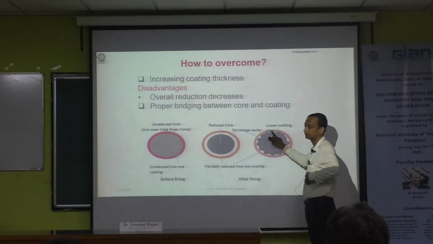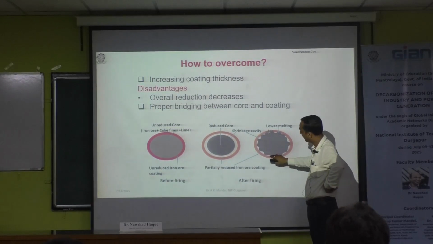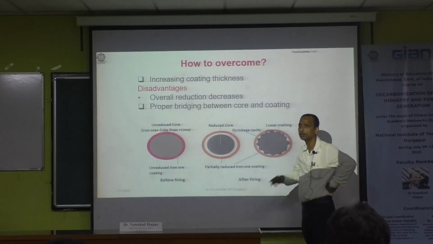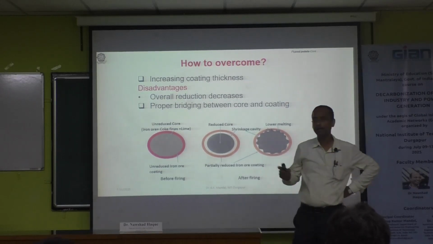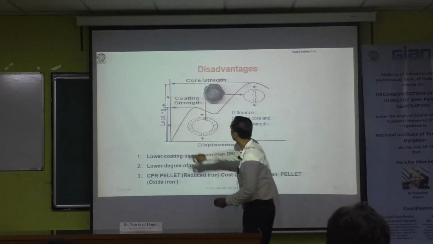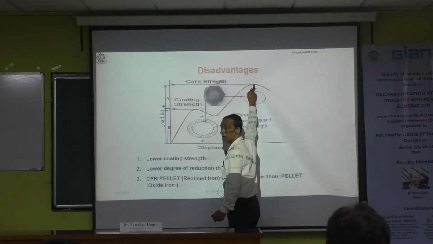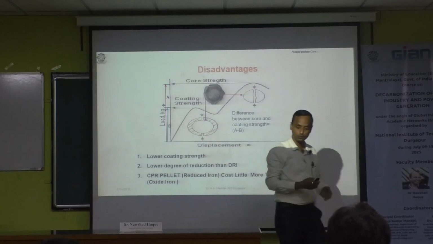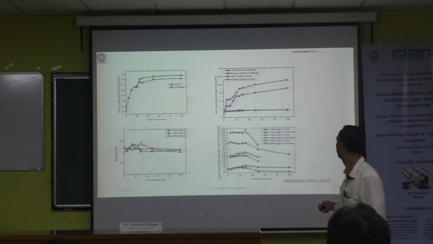This slag will form, and it will give effective support to the coating. What will happen? The coating will not break in a single load. It means the load displacement curve will go straight in this way, and after that it will go down. This is our end. Then we have 295 kg per pellet in this.